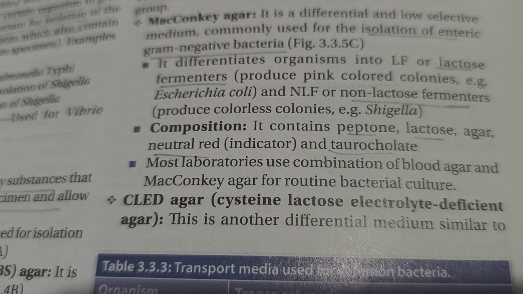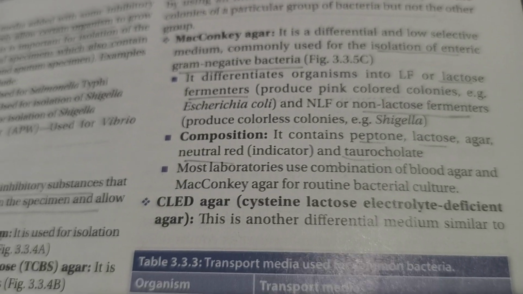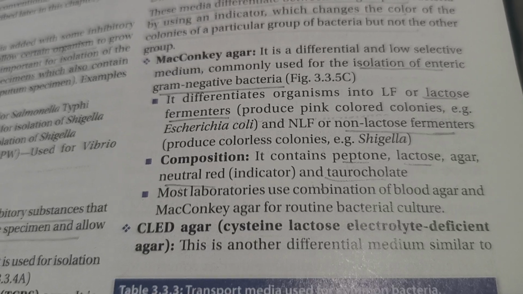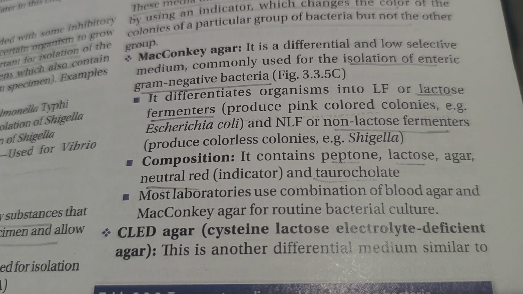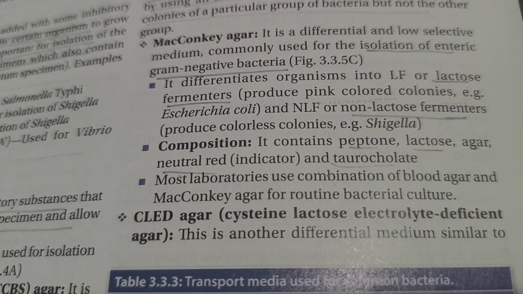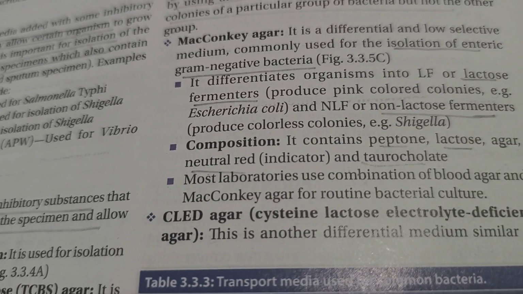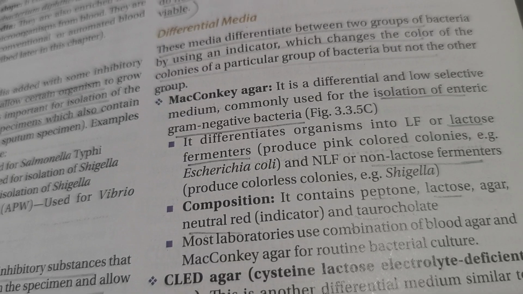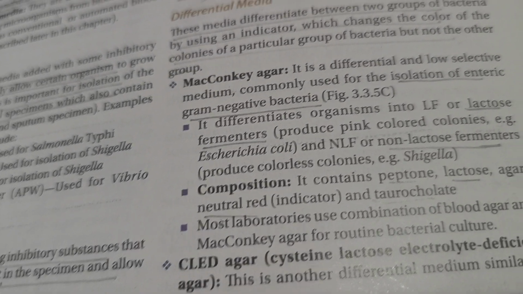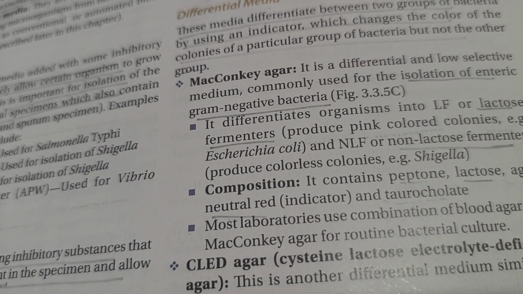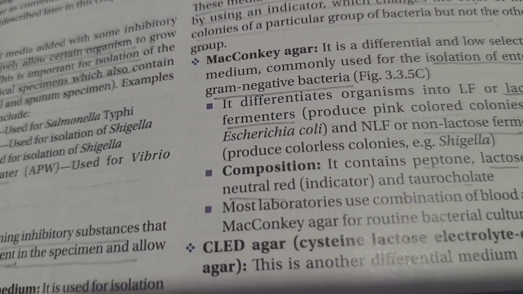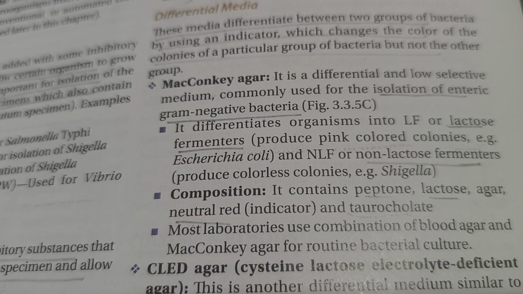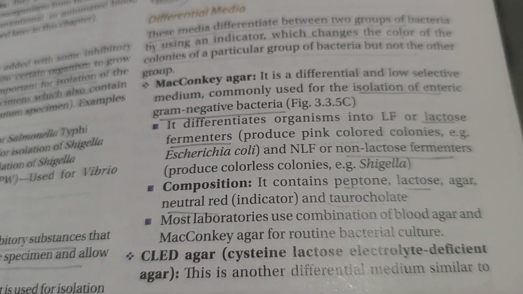So what happens when lactose fermenter bacteria are grown in MacConkey agar? They will impart pink color, and when they are non-lactose fermenters, the original yellow color will remain. So why will the lactose fermenter impart pink color? It is because of the formation of lactic acid from lactose, which gives red color on neutral red indicator.